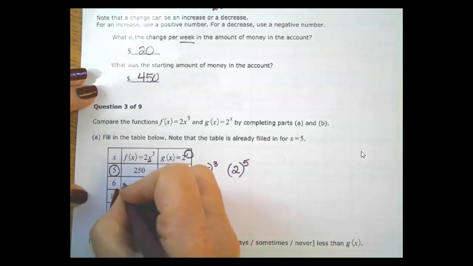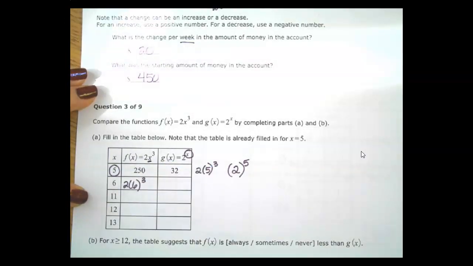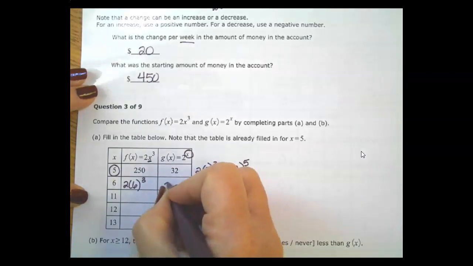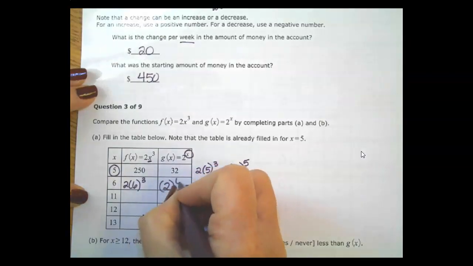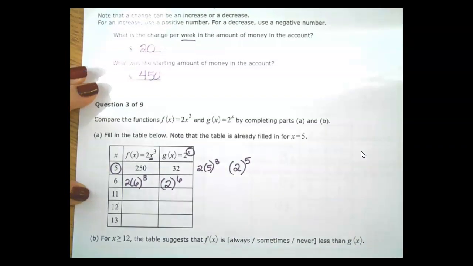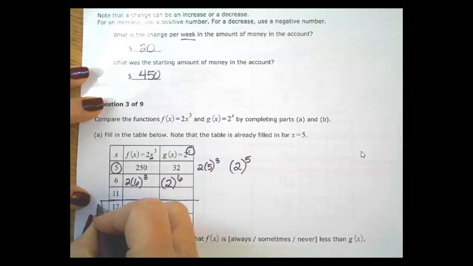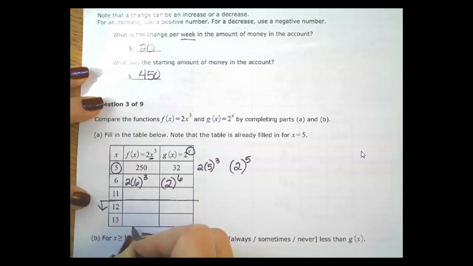Make sure when you're substituting in, you put it in parentheses so you get the right value. This one would be 2 to the 6th power. The last part of this question is confusing. So they're saying for anything that's greater than or equal to 12. So they're talking about everything here. Greater. 12 and 13 are greater than or equal to 12.